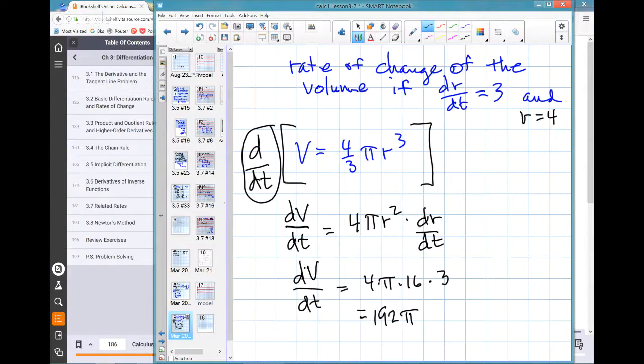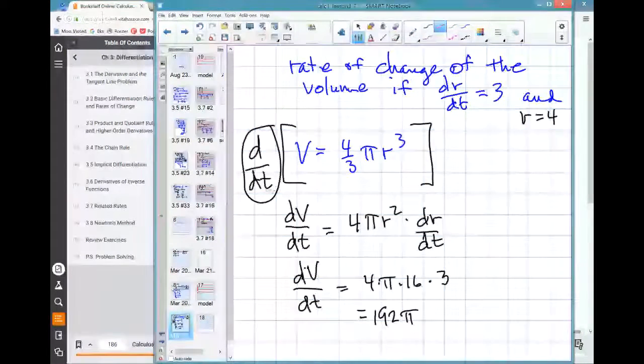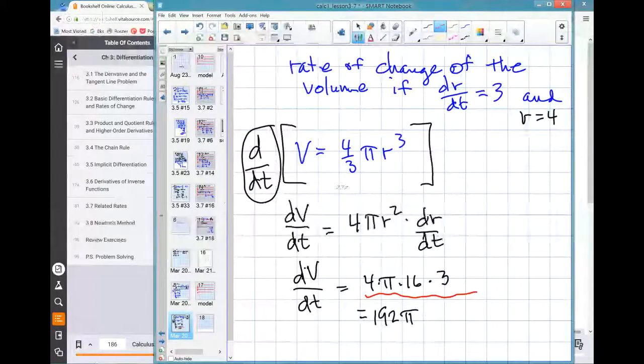That's cool, because that's already by itself on one side of the equation. So we just plug in what? r being 4 and dr/dt being 3. So this is the substitution line right here. And then just simplify, and we've got it. So what rate is the volume changing with respect to time? 192 pi cubic inches per second.